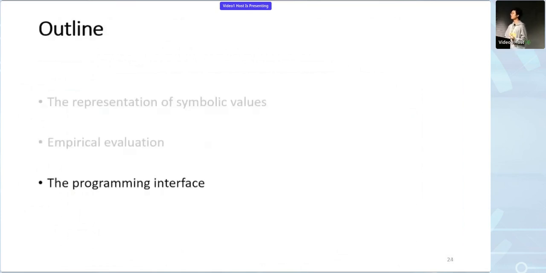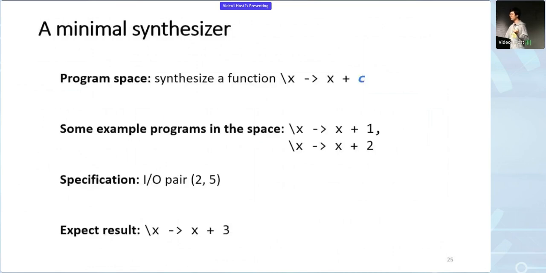So we show that our algorithm is efficient, but it cannot benefit people from the wider community if we are going to let people write their own symbolic compiler with our algorithms from scratch. So we will show that Grisette is easy to use by constructing a minimal synthesizer without the need to care much about the details of symbolic compilation. We will try to synthesize a single input function x to x plus c. And here we are just synthesizing the value of c. We will use IO pairs as specifications, and we expect the result to be x plus 3.